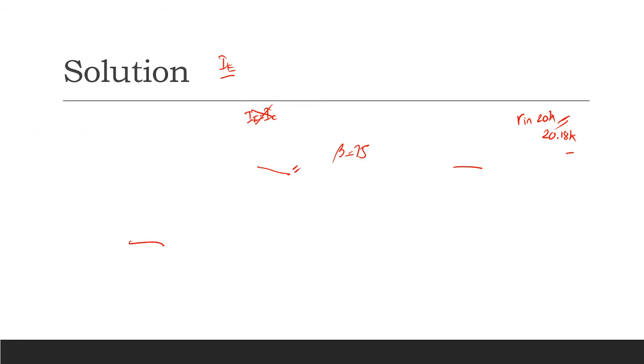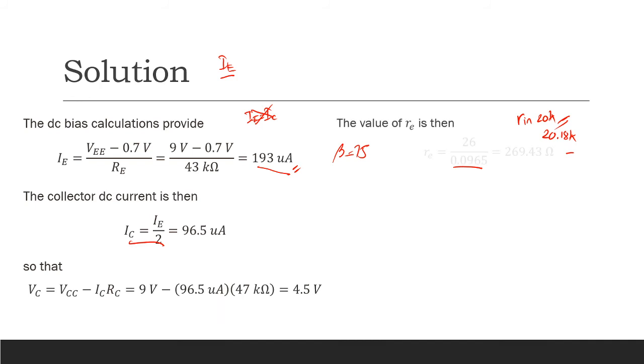Ay, actually, hindi rin pala, kasi we need RE din pala to the game. So, kailangan din talaga natin i-solve. But, kumbaga, point is, consistent tayo with the answers, kasi we have this 20K and we have this 20.18K. So, halos parehas lang din sila ng value.